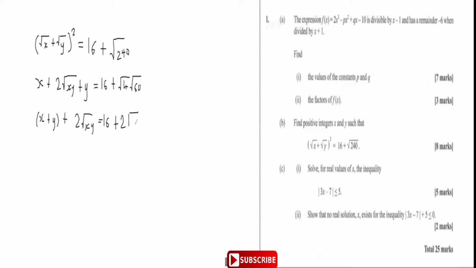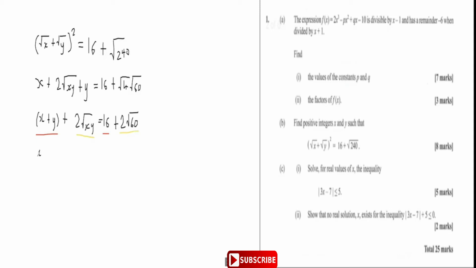Nice and easy. Now look at this now. If x plus y plus 2 root xy is equal to 16 plus 2 root 60, then what is that telling me? That is then telling me that x plus y must be equal to 16, and that is also telling me that 2 root xy must be equal to 2 root 60. So that's how I'm going to solve for x and y.